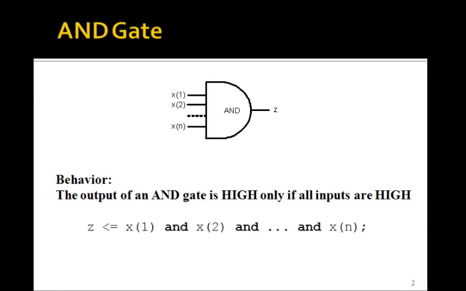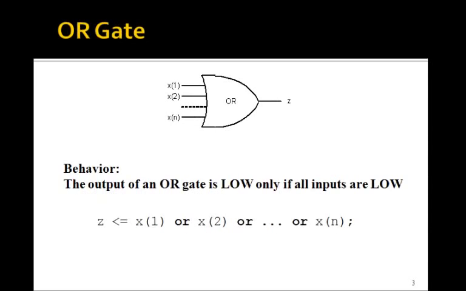Now recall the definition of a multiple input AND gate. Remember, the output is high only if all inputs are high. And in VHDL we write Z is X1 and X2 and so forth. An OR gate, the output is low only if all inputs are low. And we write this as Z is X1 or X2 or up to Xn.